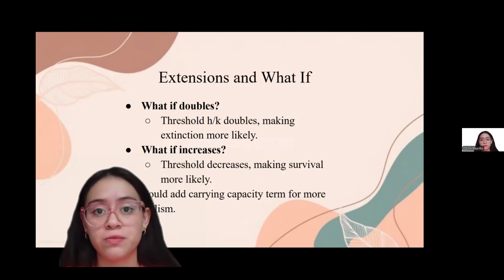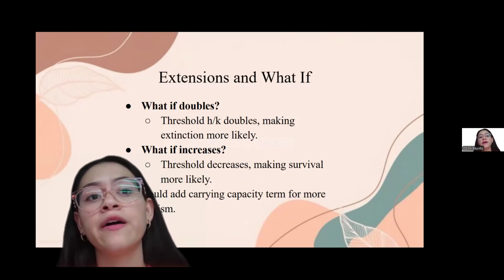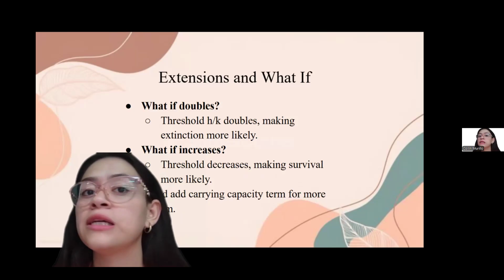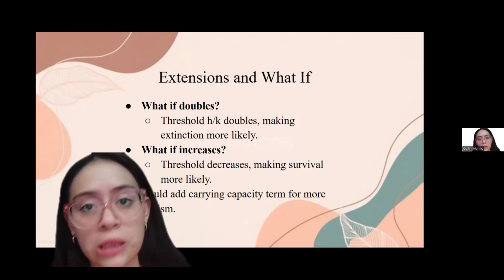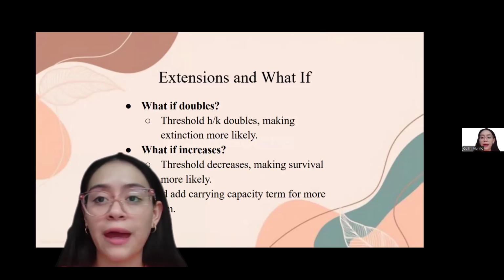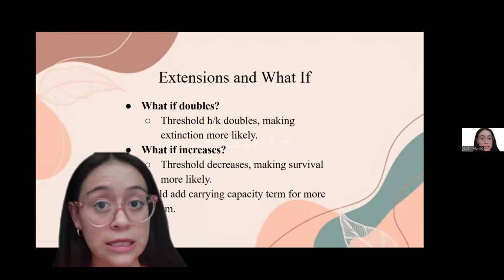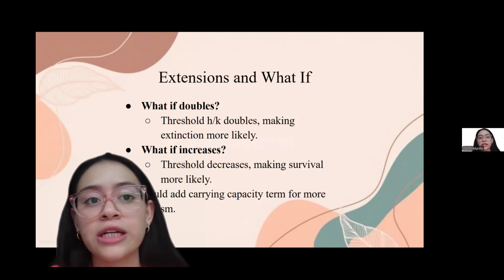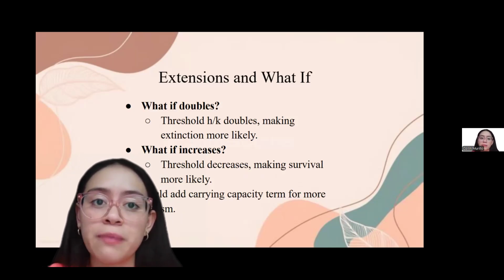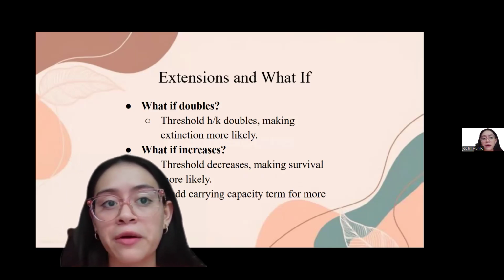Extensions and what-ifs. What if we change the parameters? If h, the removal rate, doubles, the extinction threshold doubles, making extinction more likely. If k, the growth rate, goes up, the threshold gets smaller, and the population has a better chance to survive. We can also make the model more realistic by adding limits like a maximum carrying capacity.